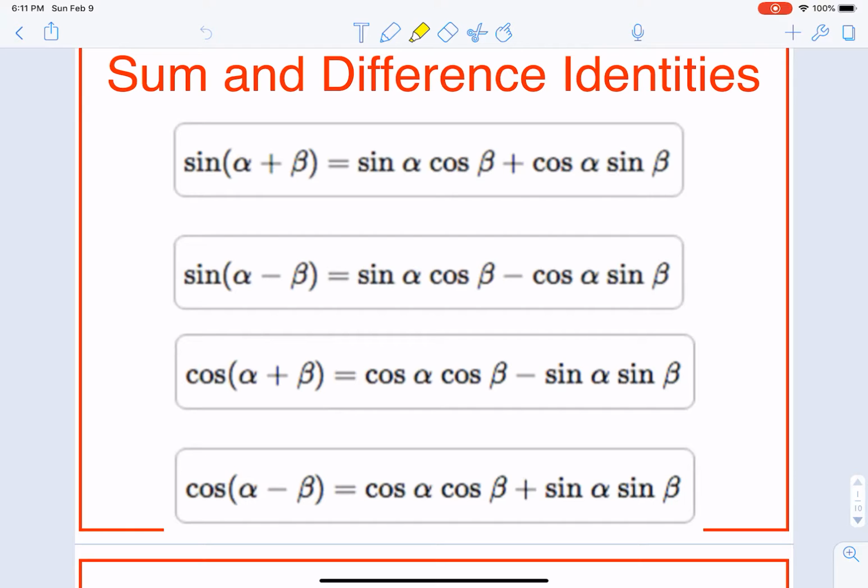So these are the sum and difference identities. I would suggest screenshotting this or writing this down somewhere in your notes. Eventually, the more problems that you do, you'll really commit these to memory. But for now, let's just make sure that we get them in our notes somewhere so that we can reference them.